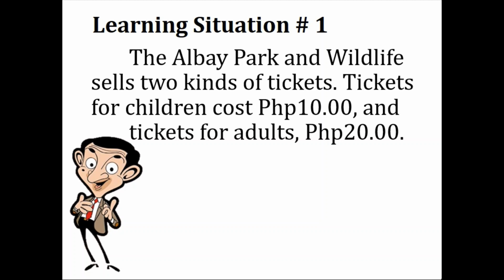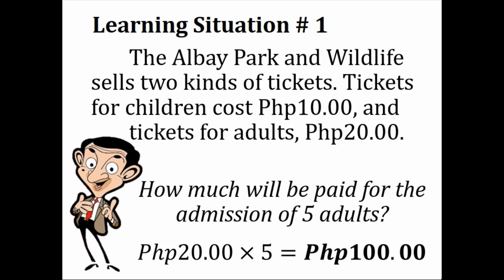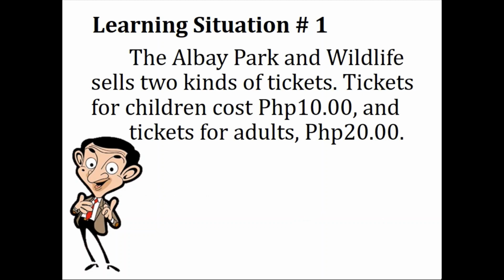The Albay Park and Wildlife sells two kinds of tickets. Tickets for children cost 10 pesos and tickets for adults cost 20 pesos. How much will be paid for the admission of 5 adults? That is 100 pesos. Why? Because each ticket for adult costs 20 pesos and there are 5 adults. Multiply 20 by 5, that's equal to 100 pesos.